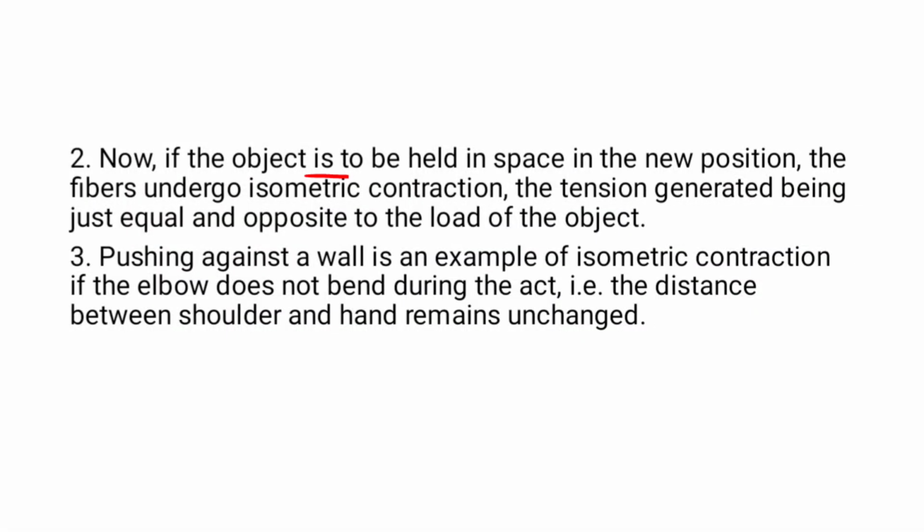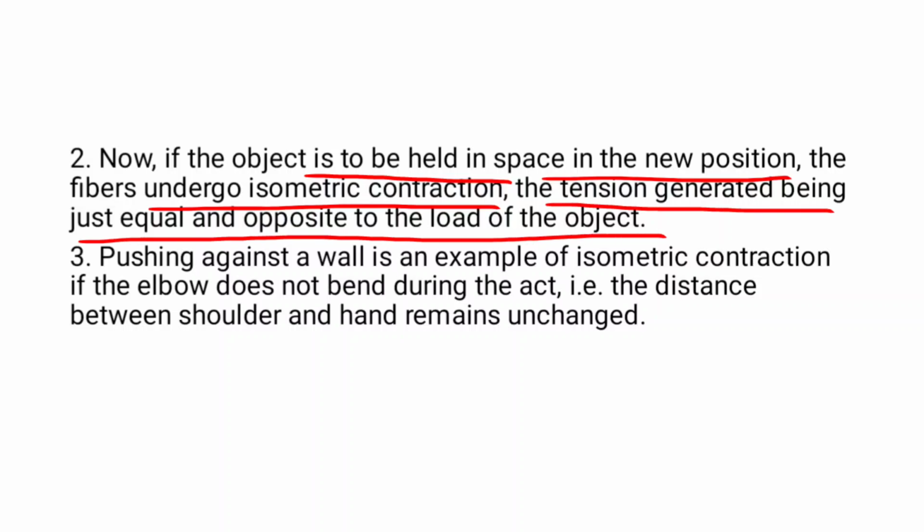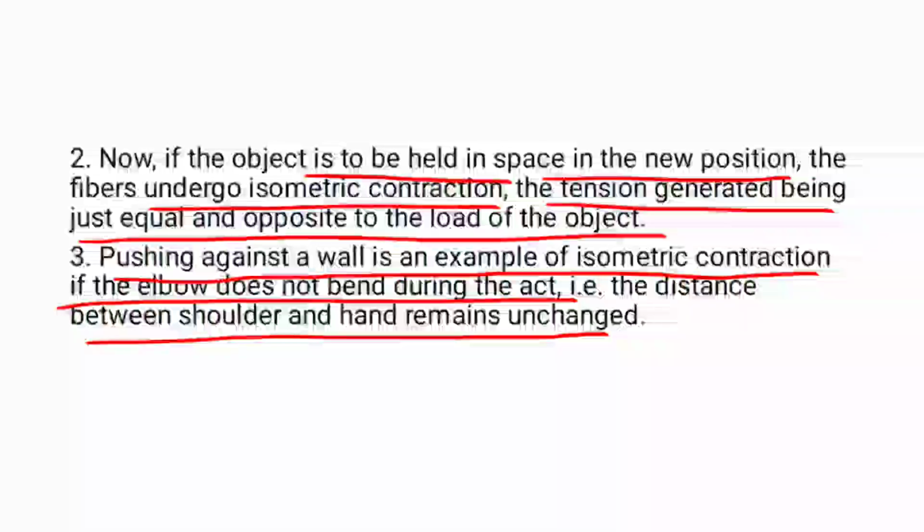Now if the object has to be held in space in the new position, the fibers undergo isometric contraction, the tension generated being just equal and opposite to the load of the object. Pushing against the wall is an example of isometric contraction, and the elbow does not bend during the act, that is, the distance between shoulder and hands remains unchanged.